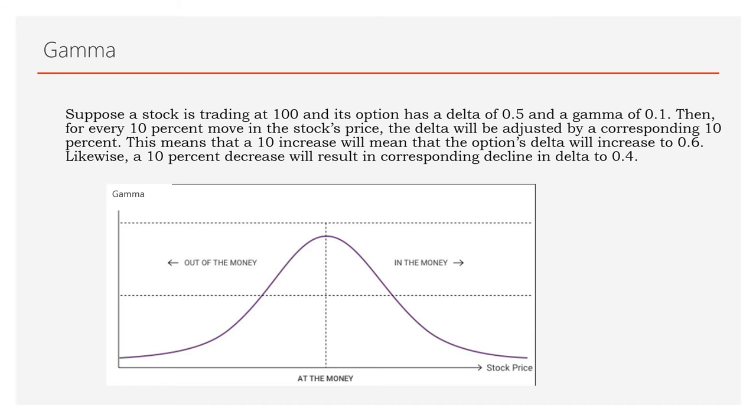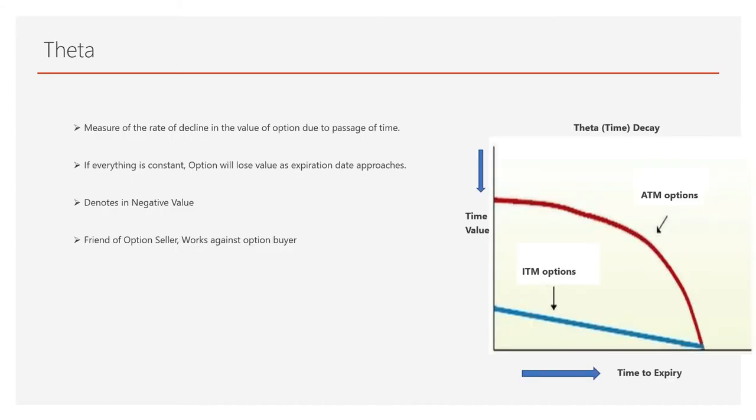So let us move to our third Greek, which is theta. Theta is the most important Greek in options. Theta tells us how much value an option is going to lose with the passage of time. If everything is constant, an option will lose value as the expiry date approaches, because we all know that options have time value. The more time there is to expiry, the more value the option will have.